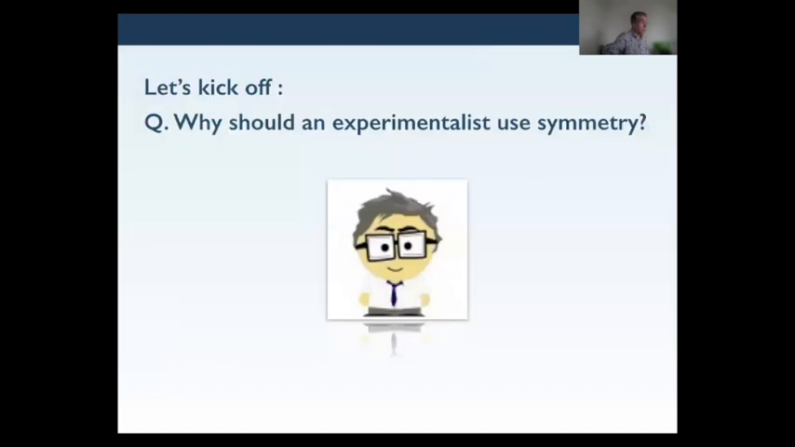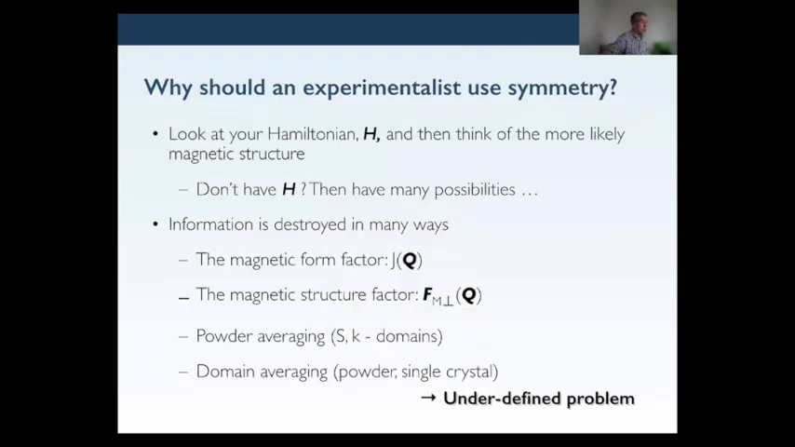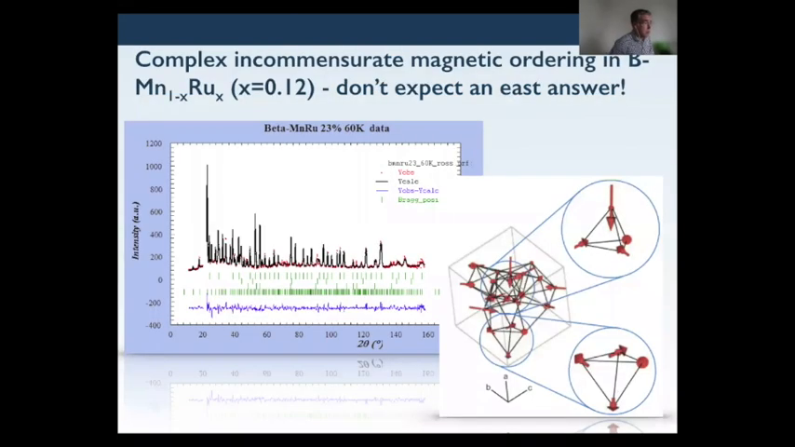So let's kick off. Why should an experimentalist use symmetry? And despite rumors, I still count myself as being an experimentalist. To start off, we have a magnetic system with some Hamiltonian, but the problem is we don't know what is in that Hamiltonian, and there are many possibilities. I often work with magnetic neutron diffraction data from powders, and we have information that's destroyed in a variety of different ways according to the physics of our samples and the technique that we're using: magnetic form factors, magnetic structure factors. By the time we go through powder averaging and domain averaging, we end up with a problem that's very underdefined if we have to treat all of the possible variables.